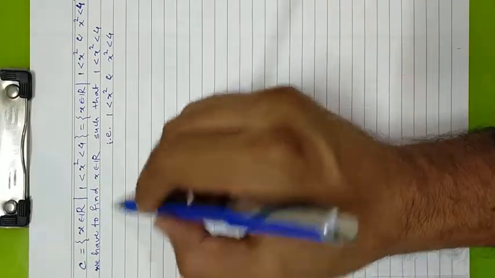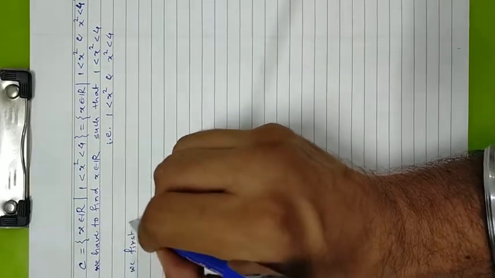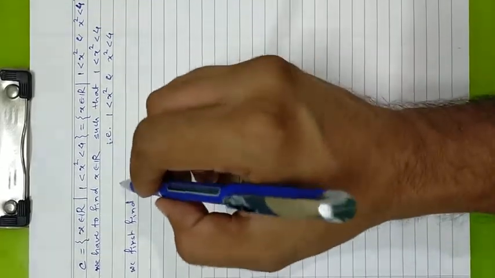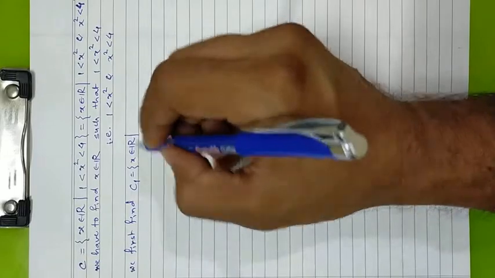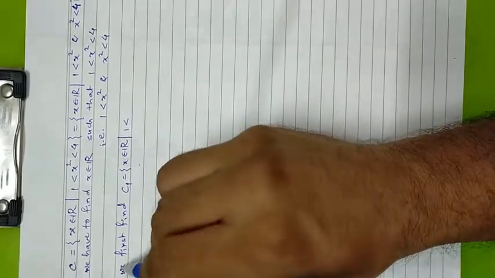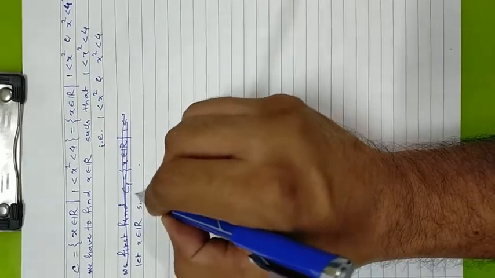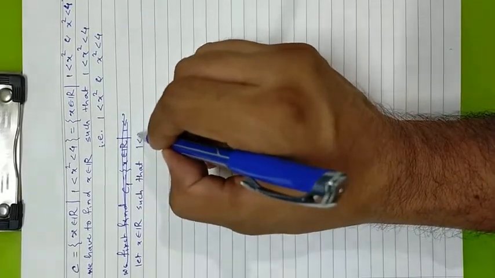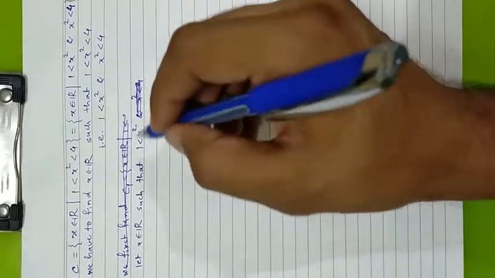Okay, so we first find set C1, which is x, a real number such that 1 is less than x square and x square is less than 4. We can have the simplification of these two inequalities. Let us simplify this part first.